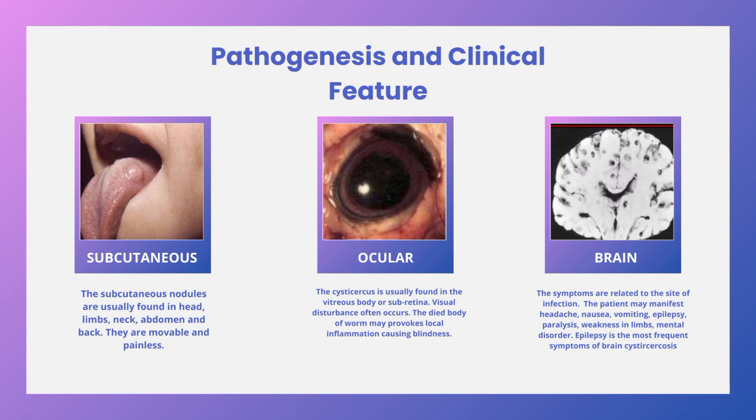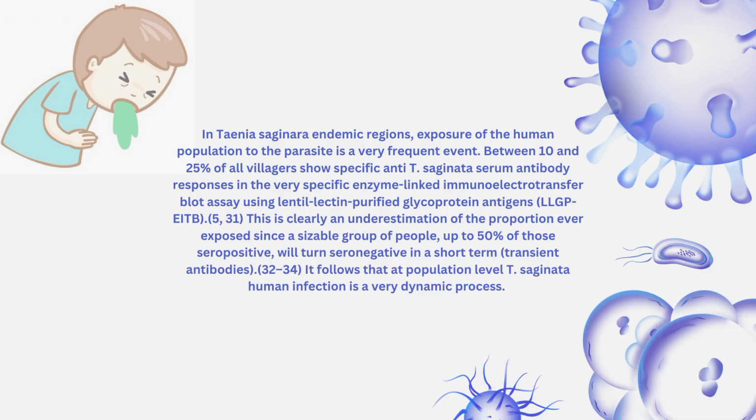Pathogenesis and clinical features. The cysts often occur in skeletal muscle, connective tissue of the skin, the liver, subcutaneous tissue, ocular tissue, and brain. The immunology of T.